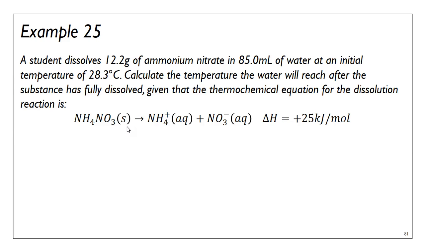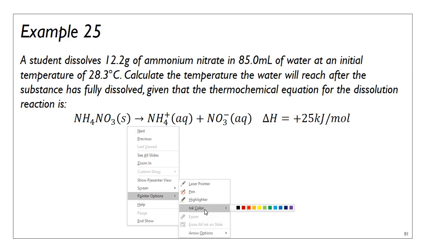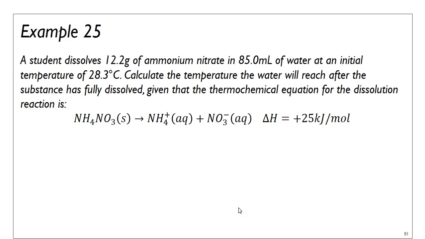Now 25 is slightly different. 25 is an endothermic reaction. This is the first endothermic reaction question that we're doing, I think. But anyway, what it's trying to say here is for every mole of ammonium nitrate that is dissolved in a solution, 25 kilojoules of energy will be absorbed.